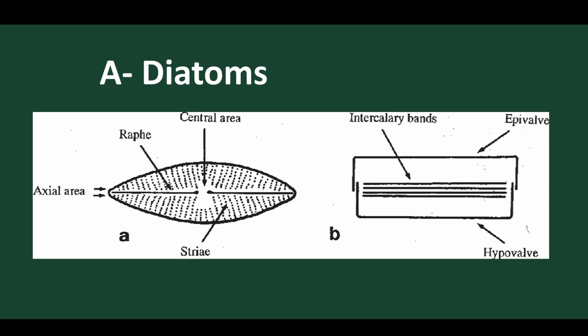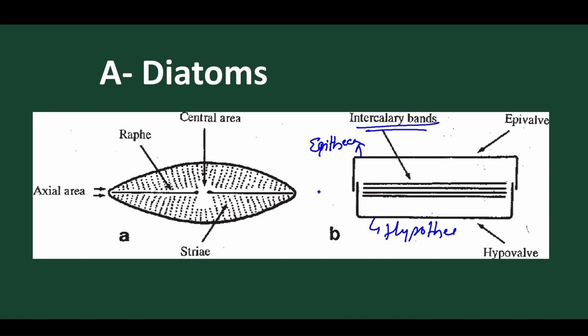Here is the example, and it looks like a soap box like arrangement. Now normally here we saw the structure: this is the centric type, this is the soap box type, and this is the epitheca. The upper one is called epitheca and the lower one is called hypotheca. They are joined, and the intercalary bands are present on the outside. And here also we find the centric type, with the central area present.